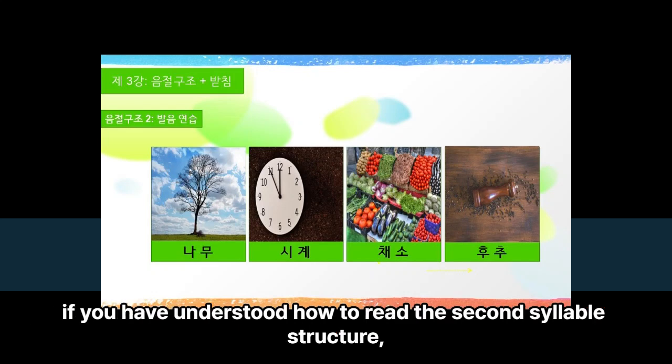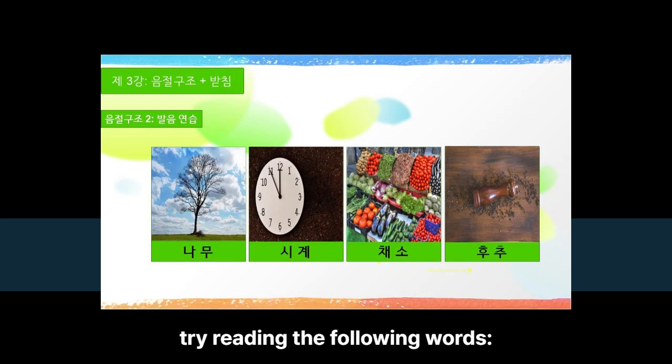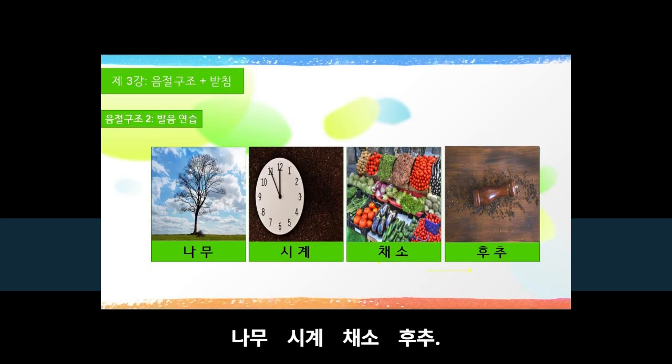If you have understood how to read the second syllable structure, try reading the following words. 나무, 나무.